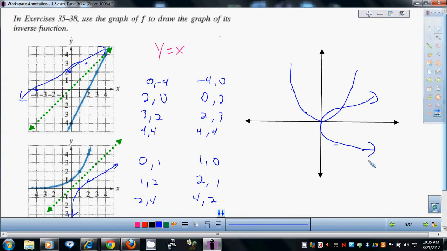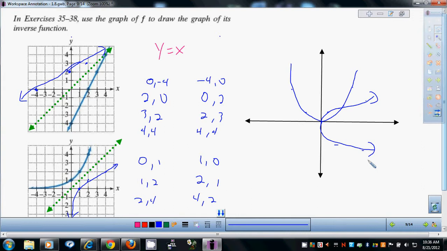Look at our inverse here. Is that a function? What do we have to do to a graph to determine whether something is a function? Vertical line test. Does this pass the vertical line test? No, it doesn't. It's twice there, there, there, there. That's why the square root function that we deal with, we only deal with the top half. But the full function here, no, it is not.